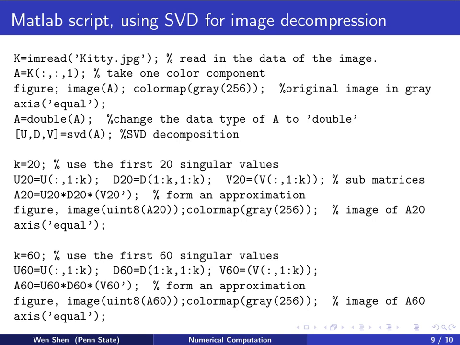So in the end, I would get 3 images. One is the original kitty JPEG image, and then here is using only 20 singular values, and then the third one is an image that utilizes only 60 singular values, as against the size of the image, which will be 640 times 640 approximately.